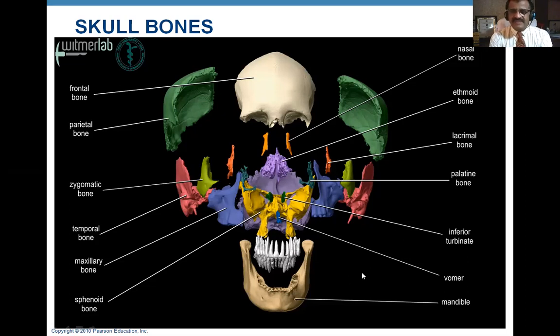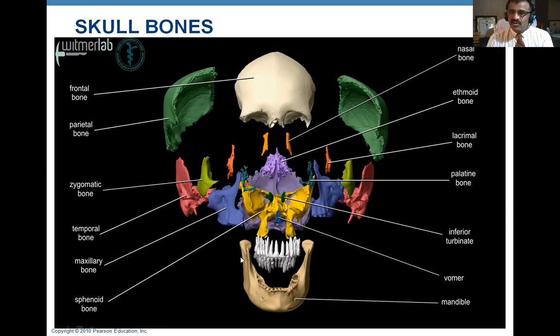And some may ask me, what about teeth? Because there are 32 teeth in an adult human being. If you add those 32 as separate bones, because teeth are bones, as I told you in general anatomy, then 29 plus 32, the number goes very long. But these teeth are not considered as separate bones. They are considered as part and parcel of the jaw.